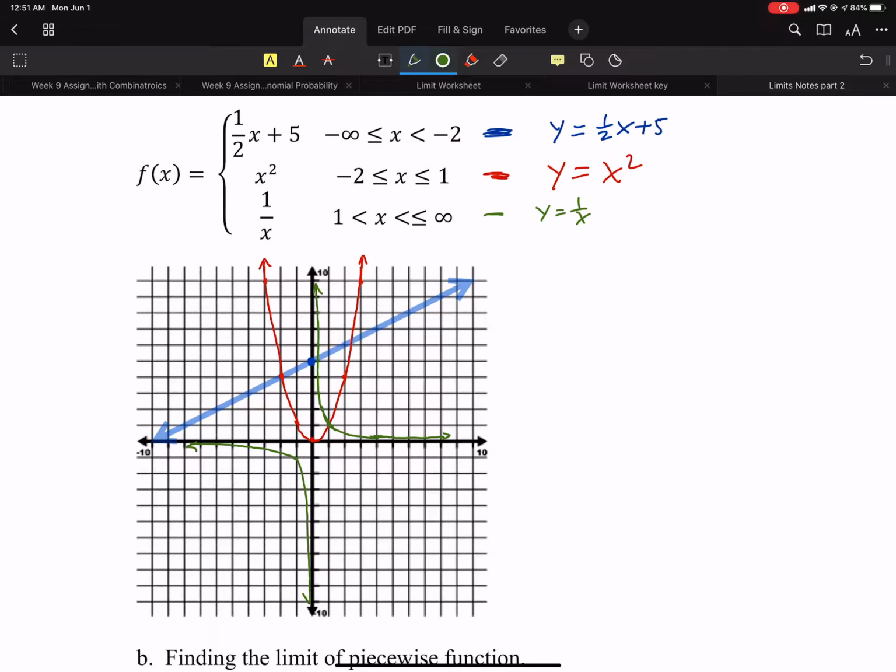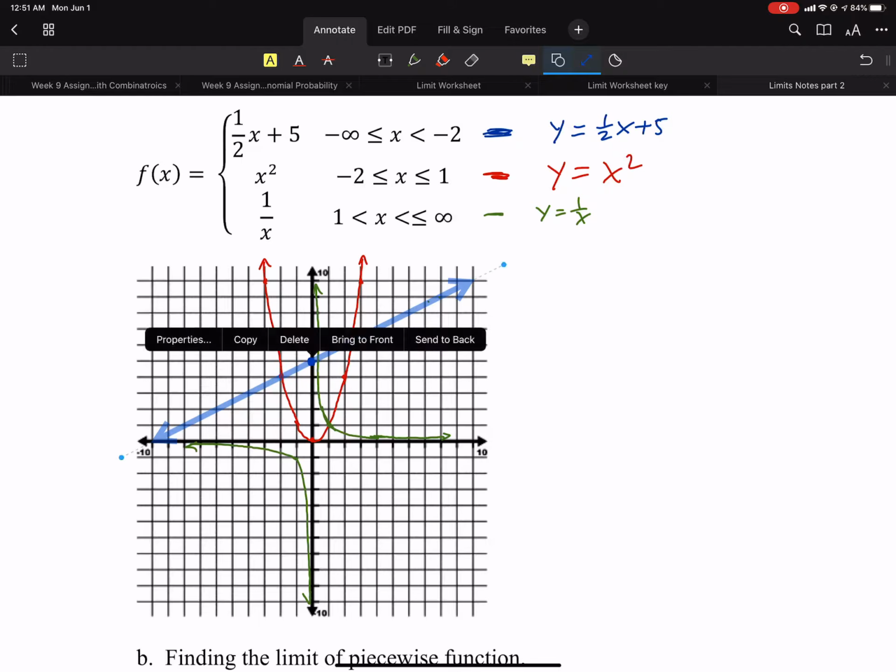Now let's understand what the piecewise function is doing. This first graph here only exists from -infinity to -2. It stops at -2. So I have this going for a lot longer.